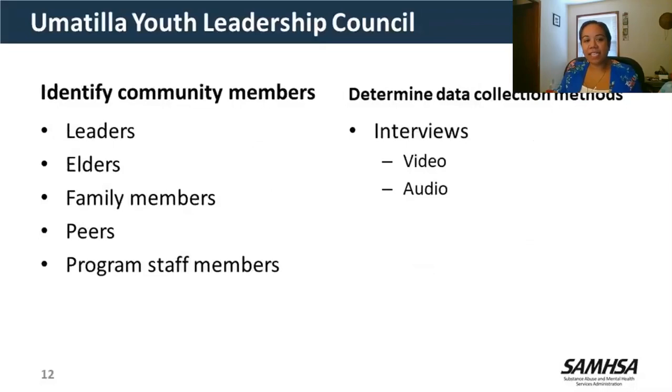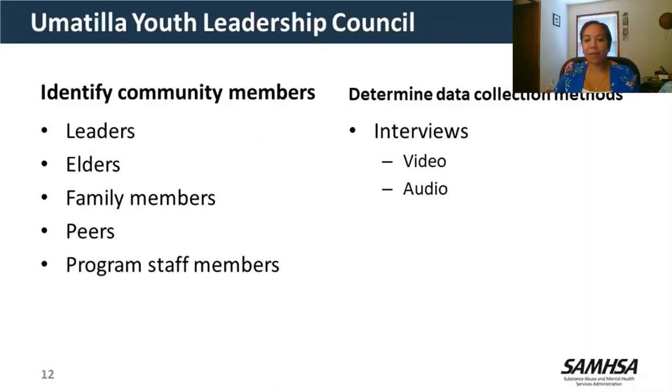So like Lindsay said, they identified a list of community members that they wanted to do interviews with. And then they also had to determine their data collection methods. So in the toolkit, it outlines several ways of how that can be done. Some of those ways we practiced as a group. One of those ways was bingo as a data collection method.